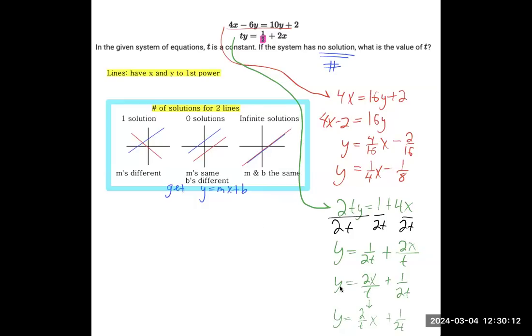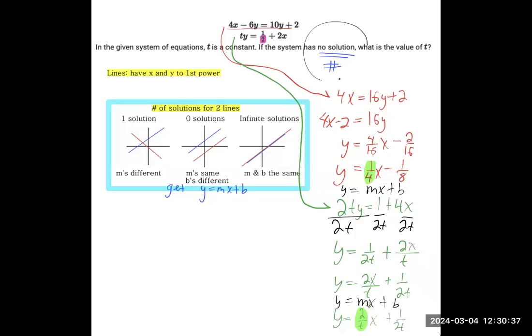In other words, we want to know that the slope is 2 over t. It's the thing in front of the x. So the slope right here, like we just said, is 2 over t. The slope right here is 1 over 4 because we have it in the y equals mx plus b format, and the thing right in front of the x is the slope. So we have our two slopes, 1 over 4 and 2 over t.